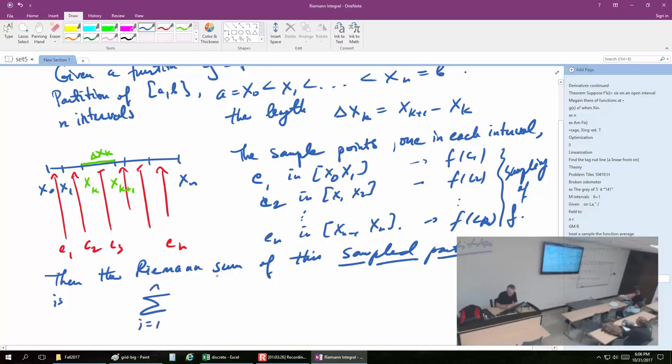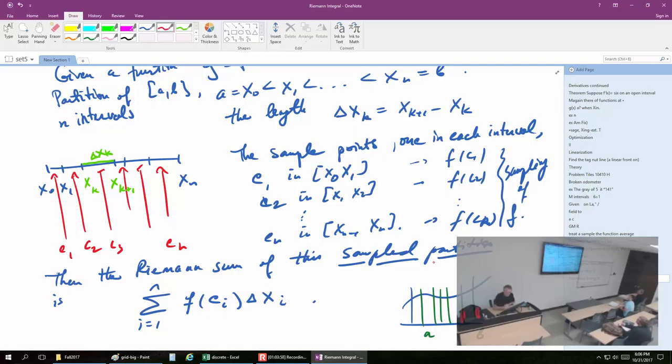And then we form the Riemann sum. Then the Riemann sum of this sampled partition is, and I'm going to use the sigma notation, so we wouldn't be wasting time: the sum from i equals 1 to n of f of c_i delta x_i.